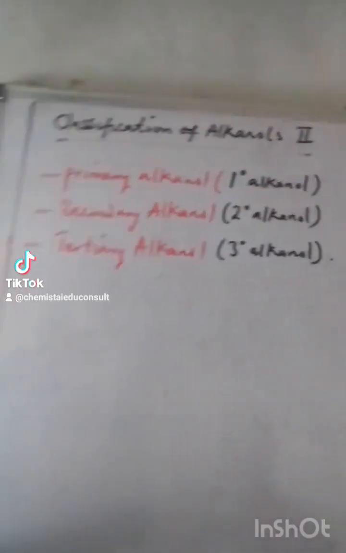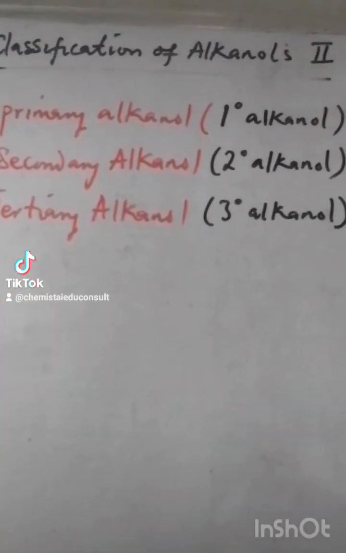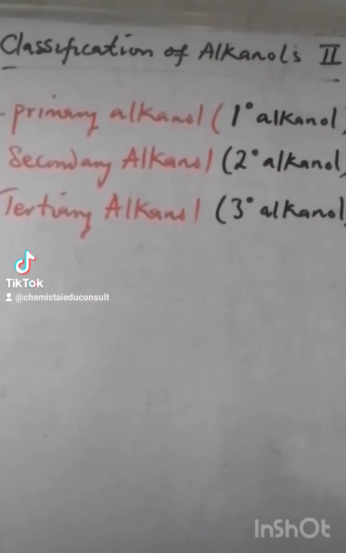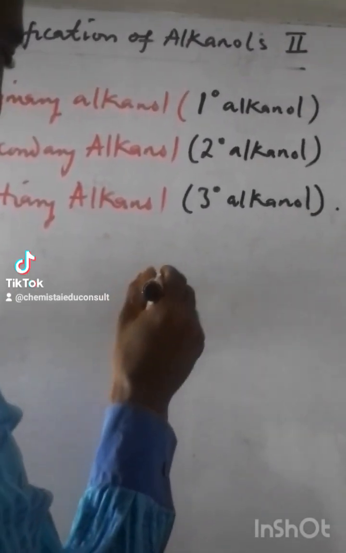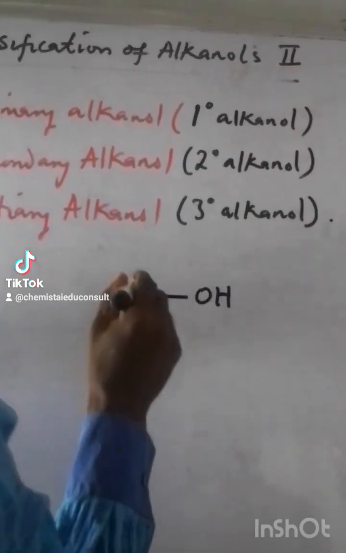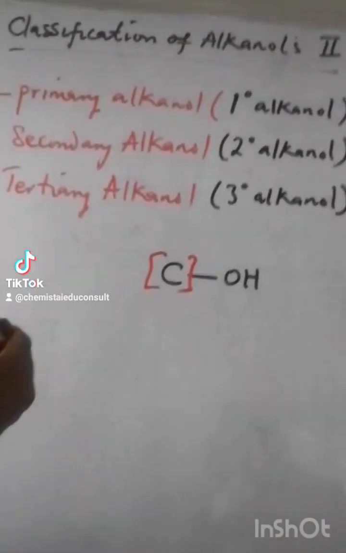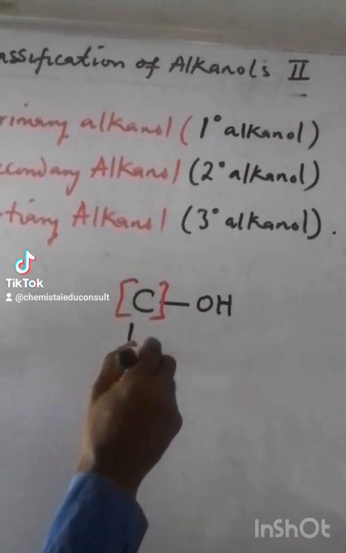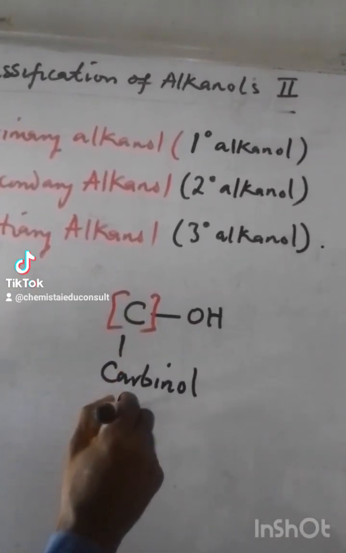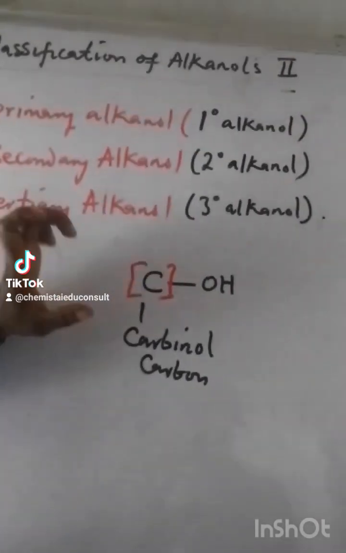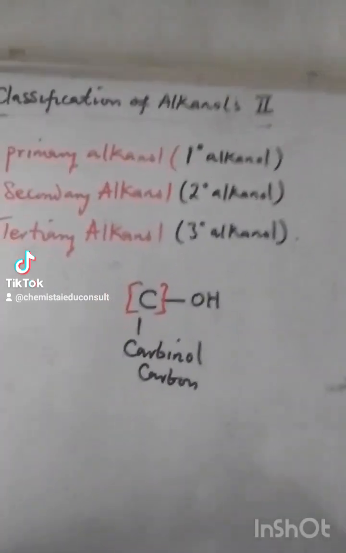In the classification of alkanol, based on number of alkyl group or the kind of carbon bearing the OH group, you should note this, that all alkanols must contain a special carbon that has OH group. This particular carbon is known as carbinol carbon. It is the nature of this carbinol carbon that determines the class of the alkanol.